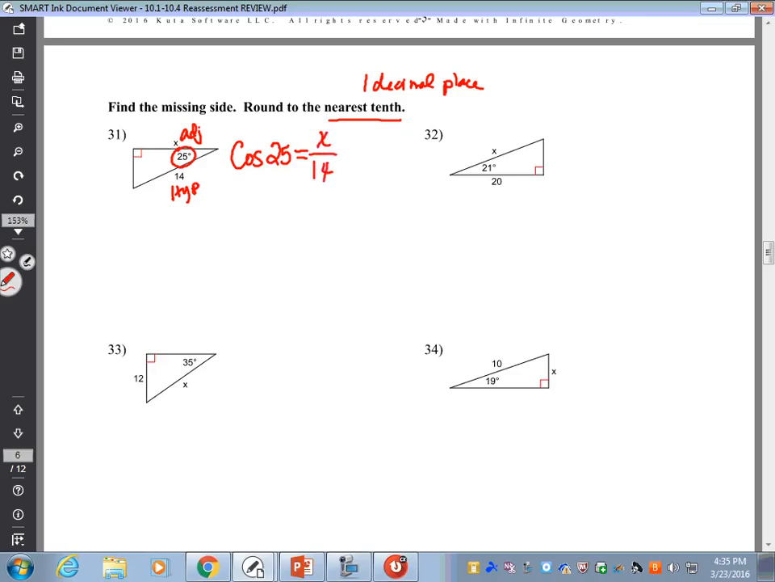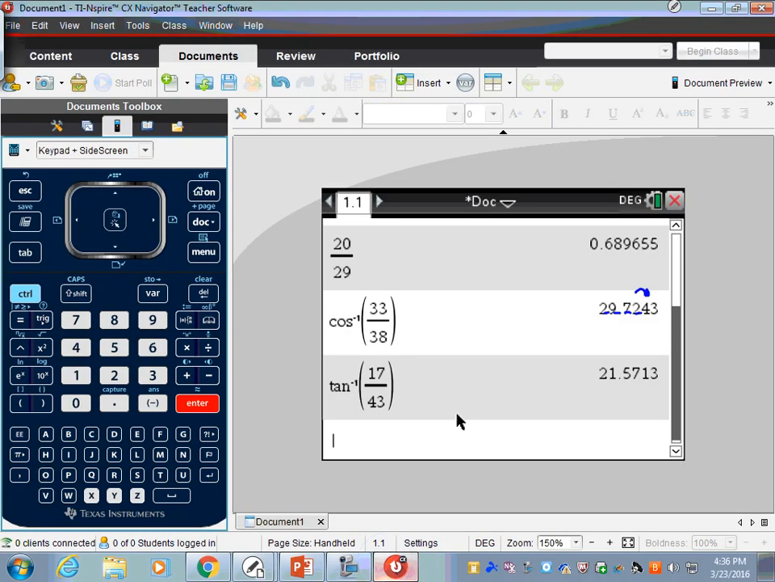Now, x is on top. So this is like saying cosine of 25 over 1. When x is on top, you're going to cross multiply. We're just going to say multiply, really, because x is on top. So 1 times x is x equals 14 times the cosine of 25. Or you can put that in parentheses, but put the number first, so you will get the right answer. So we got to write it before we can type it into the calculator.